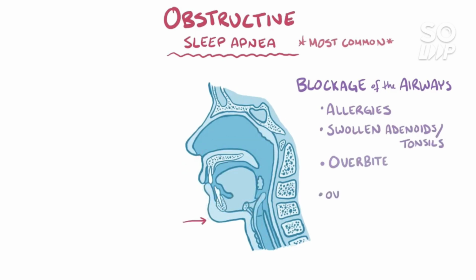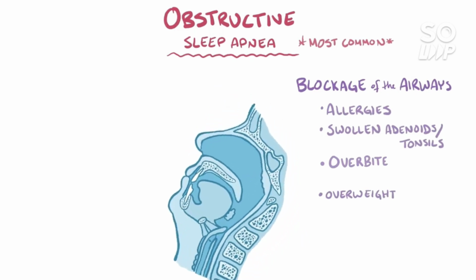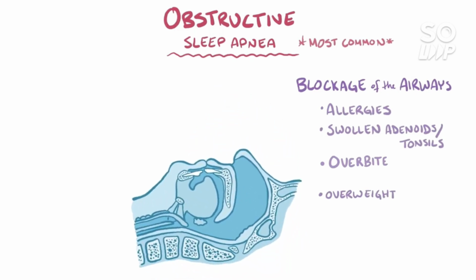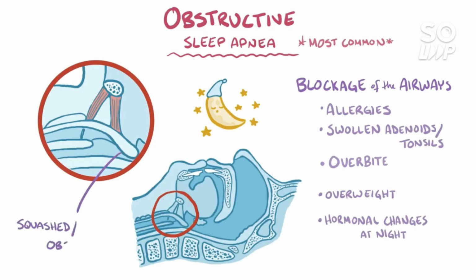In individuals that are overweight, there could be too much weight in the soft tissues of the neck, which can weigh down the airway, especially when a person's lying down. These problems are most obvious at night, because hormonal changes at night cause the muscles around the airway to become slightly less stiff while sleeping. This means that they're less able to keep the airway open, making it more likely to get a bit squashed or obstructed.